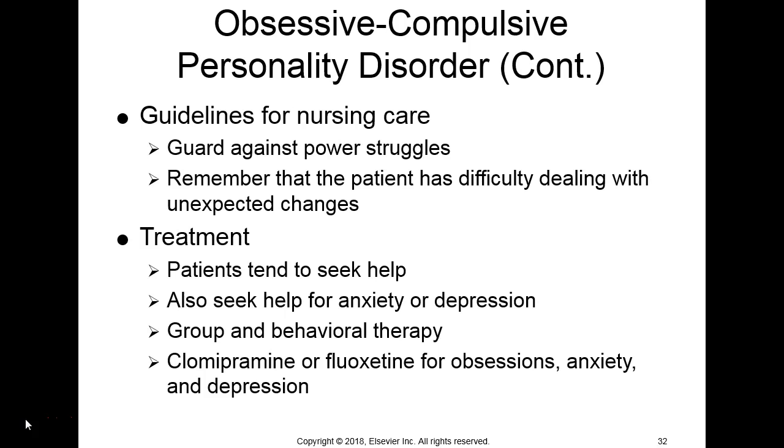So they have a hard time listening to other points of view. Also, we have to remember that they have a hard time dealing with unexpected changes. Because of their rigidity, they want things to go smoothly and as anticipated. If something different comes up to throw a wrench in everything, that really throws them off, and they have a great deal of difficulty with that. They might tend to seek some help, and they possibly seek help for anxiety and depression.